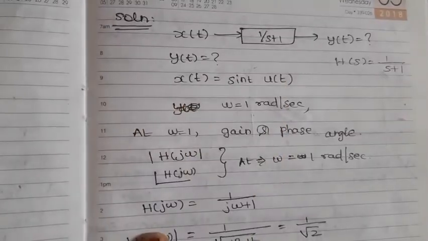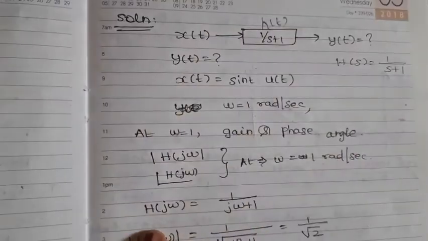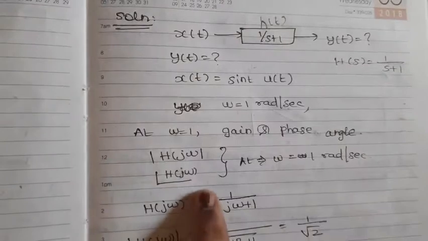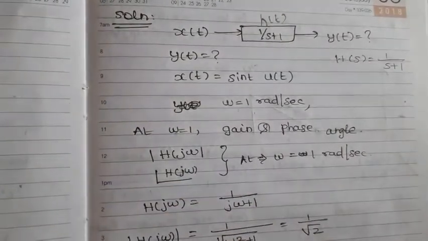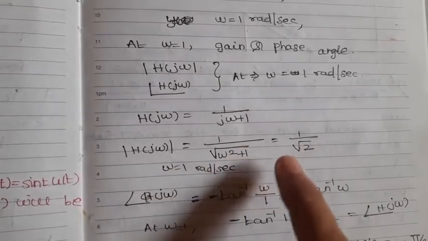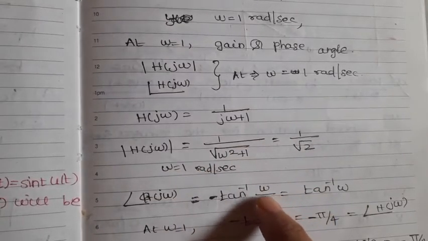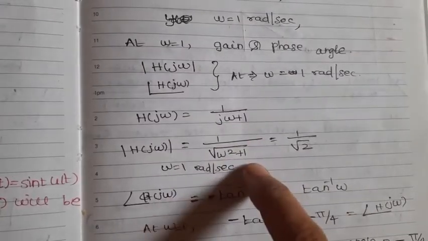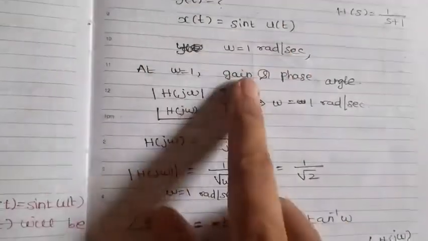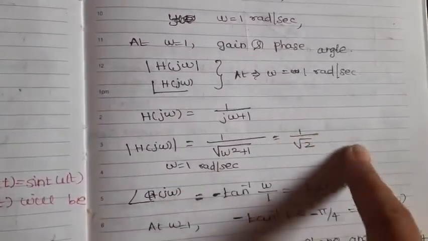Just substitute s equal to j omega in H of s, 1 by j omega plus 1. Find out the magnitude here. Magnitude is nothing but square root of real part square plus imaginary part square. So 1 by square root of omega square plus 1. Substitute omega equal to 1, and we will get 1 by root 2.